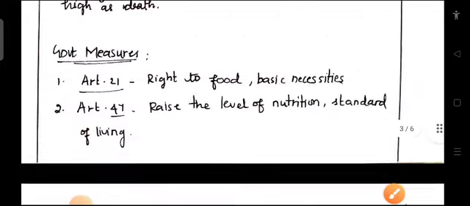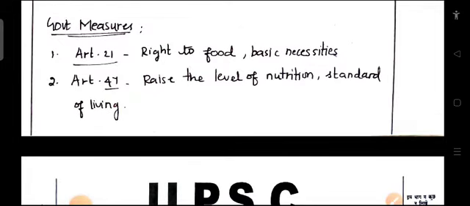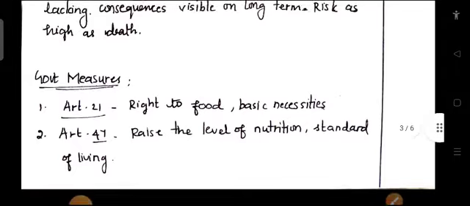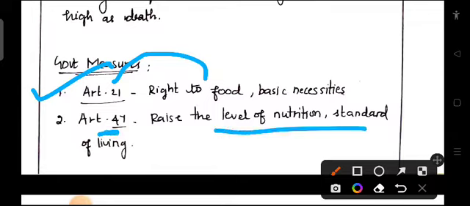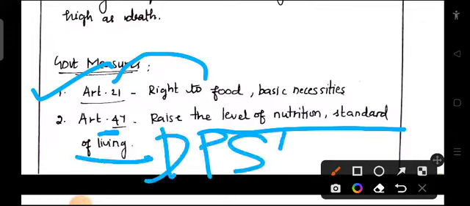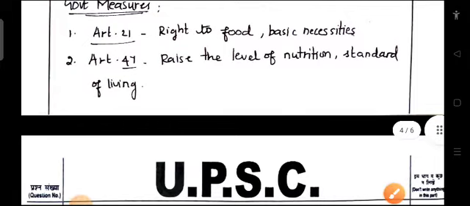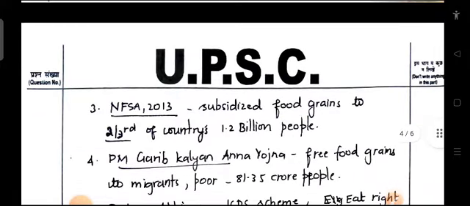Now, what are the government measures taken to overcome this type of poverty or hunger? First, Article 21. It includes the right to food and basic necessities under the right to live a dignified life. So, right to food is included in this. And then Article 47. It states to raise the level of nutrition and standard of living. So, these are the DPSP which the state has to follow. Raising the level of nutrition and standard of living under Article 47.